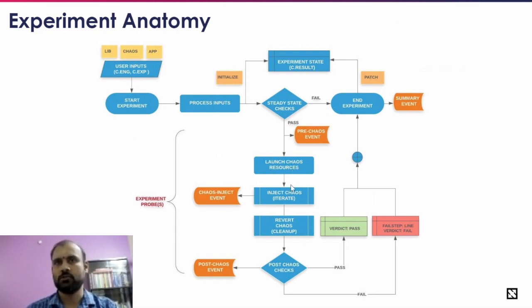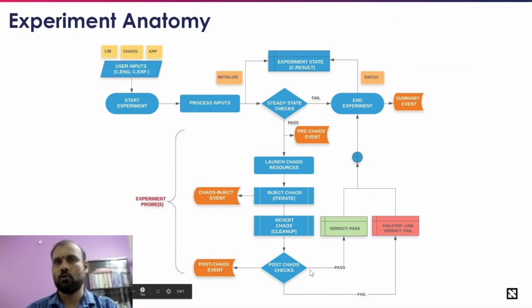You're going to launch the chaos resources, and then you're going to inject the chaos, and sometimes you're going to iterate. Sometimes you might not iterate and might just do one instance of chaos. That's just left to you. And upon doing this, you're going to create a chaos inject event just before you do the chaos injection. Then you're going to revert the chaos after you've finished. Then you're going to do a post-chaos check. And if that is successful, or if it has failed, accordingly, you're going to create a post-chaos event.